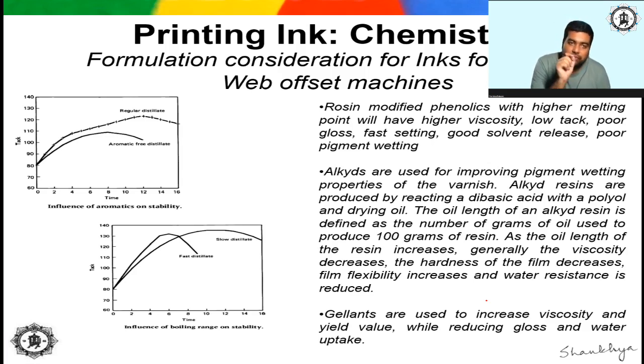Now consider this for a moment, because this is going to be very important. It is said that higher melting point phenolics will have poor gloss and fast setting. From here itself it is clear that the relationship between gloss and setting is opposite. They are inversely related. That is, an ink or a varnish which is offering high gloss cannot work as a faster setting one, or cannot be used for making a faster setting ink.